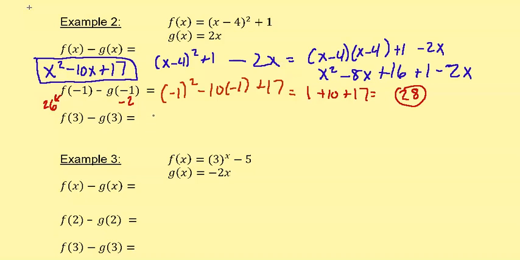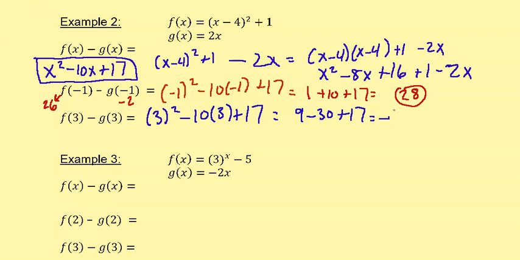F of 3 minus g of 3. So we could plug it into the formula that we derived, or you could find them separately. So you get 9 minus 30 plus 17. We evaluate that, you should get negative 4. If you found them individually, plug in 3 for the x in the f function, and then you would get 2. And then plug in 3 for the g function's x, and then you would get 6. 2 minus 6 is negative 4, so you get the same thing.